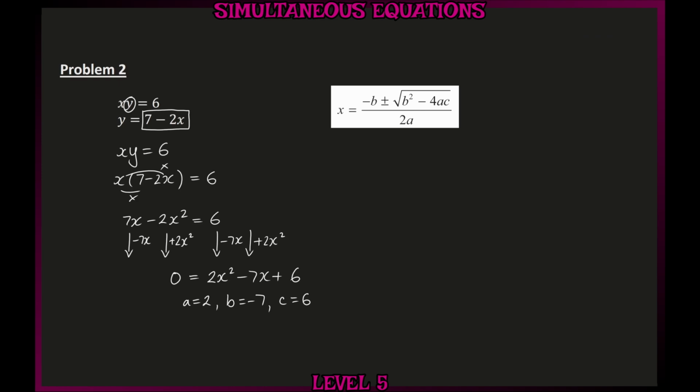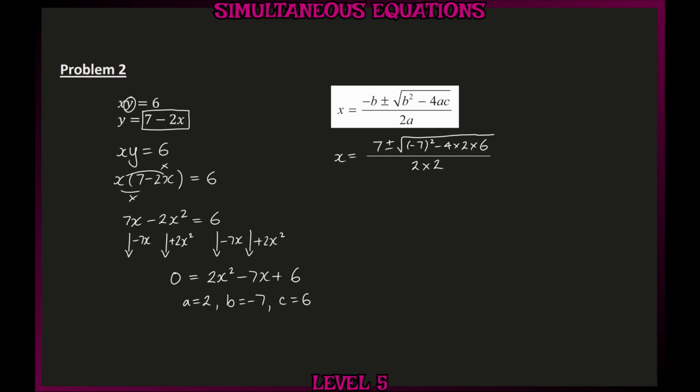So if we plug these into the quadratic formula, we get x is equal to minus b. Now, since b is minus 7, we get minus minus 7, which just becomes 7, plus or minus the square root of b squared. And again here, because b is negative, we have to make sure that this goes in brackets. It's all of the minus 7 squared, minus 4 multiplied by a, which is 2, multiplied by c, which is 6. And that's all divided by 2a, which is 2 times 2.